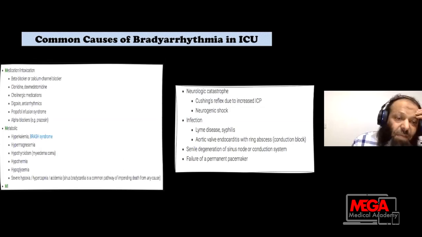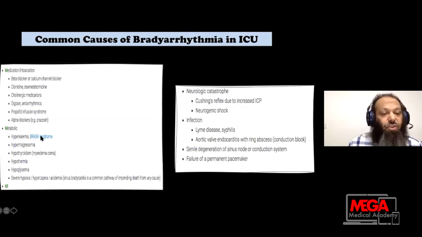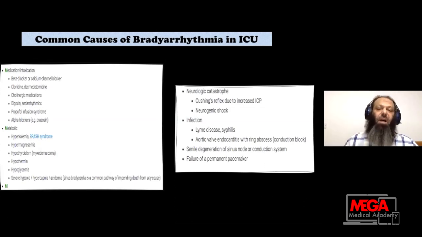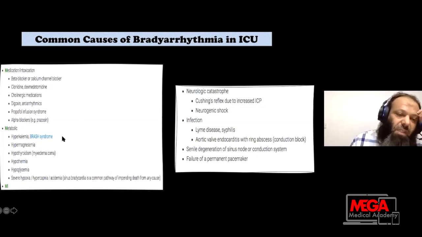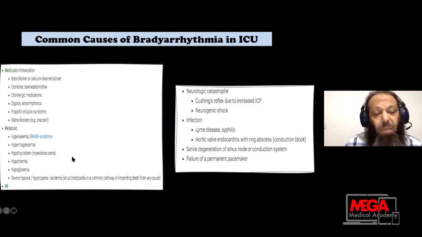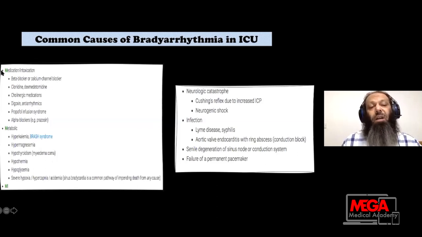What about the metabolic cause? One of the common causes is the BRASH syndrome. What's the BRASH syndrome? This is a syndrome associated with hyperkalemia, renal failure, and AV block. Usually, patients with renal failure and hyperkalemia go into what they call BRASH syndrome. Most commonly, severe hyperkalemia, especially if it's acute, hypermagnesemia, hypothyroidism, hypoglycemia if severe, and also severe hypoxemia can cause, of course, a bradyarrhythmia.